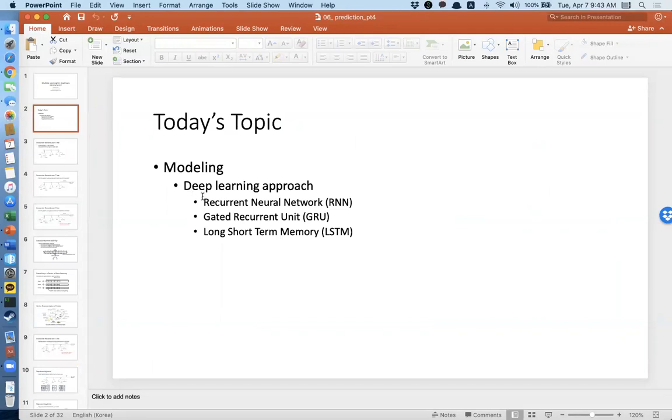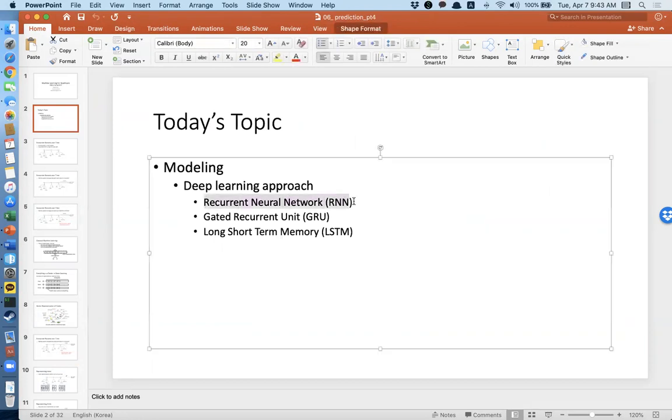So today's topic, modeling. We're going to continue down the path of deep learning approach, and we're going to cover recurrent neural network, which is probably the go-to model for dealing with time series data or longitudinal electronic health records. And then we're going to briefly cover GRU, gated recurrent unit, and LSTM, long short-term memory. GRU and LSTM are variants, or the advanced version, of RNN. So if you understand RNN, then these are pretty straightforward. These are just more complex versions of RNNs.